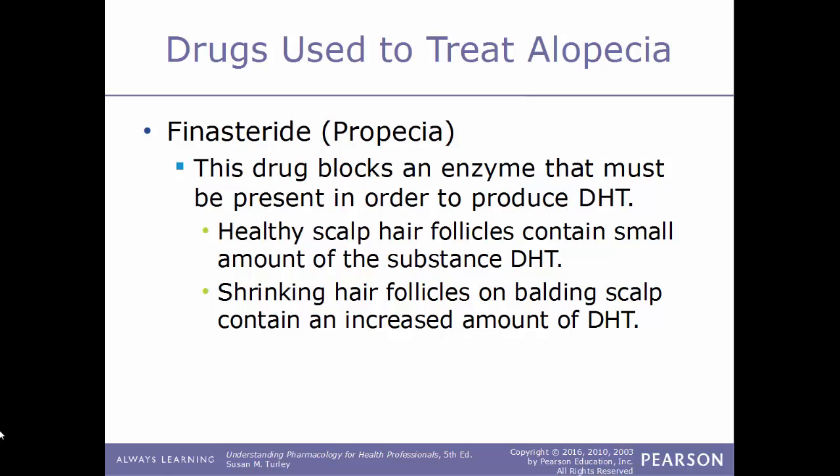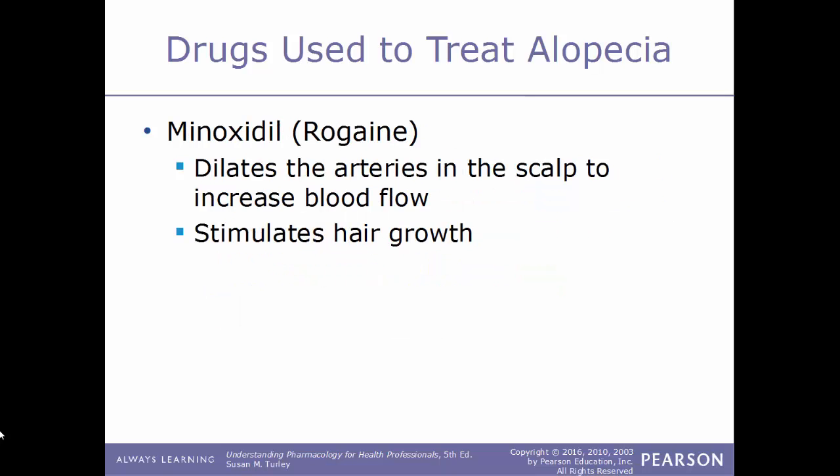Healthy scalp hair follicles contain a small amount of the substance DHT, and shrinking hair follicles on a balding scalp contain a high level of DHT. So you want to keep the levels of DHT lower to keep the hair follicles healthy. Another drug that treats alopecia is minoxidil, also known by its brand name Rogaine. This works by dilating the arteries in the scalp to increase blood flow, and this will help to stimulate hair growth.